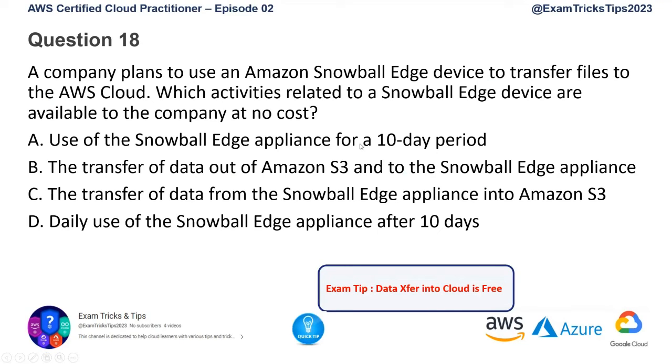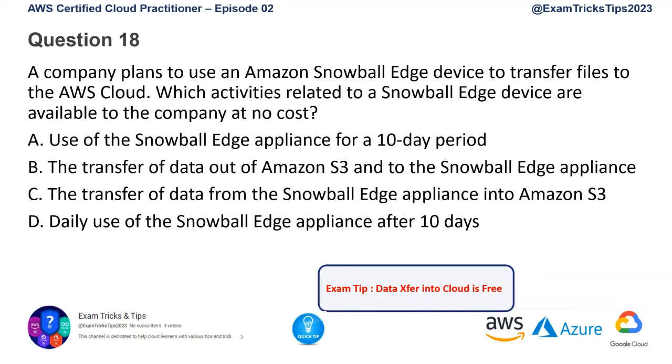Essentially, what we are talking about is, out of these four, if you're using a Snowball Edge, which activities are free at no cost? Now, we have an exam tip here, not just for Snowball, but anything in AWS. If you're transferring data into the cloud, that's free, because that's what AWS wants. AWS wants you to use AWS services, and if they charge you for moving data in, people would not be encouraged to use that. So if you're moving data into the cloud from your on-prem or wherever it's coming from, it's all free. The reverse direction, it's chargeable.